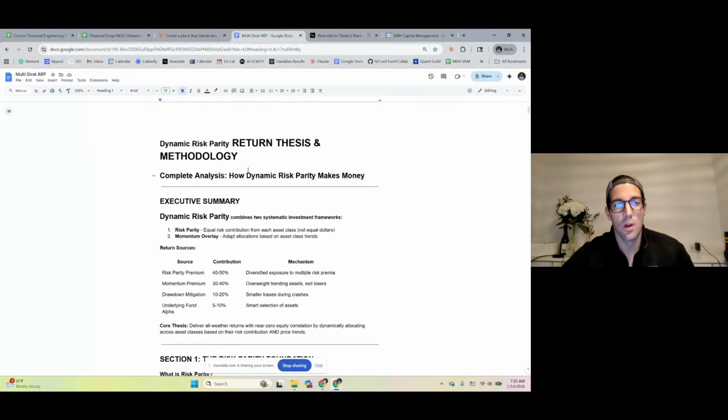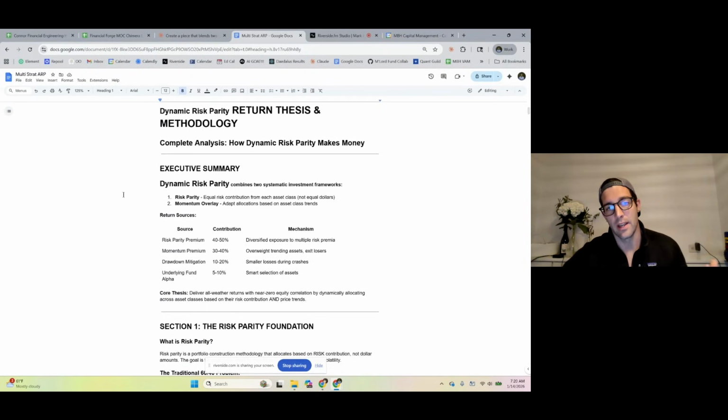Okay, so let's go over dynamic risk parity as a sleeve in a multi-strategy hedge fund and how this risk parity makes money. So essentially what you're combining is two things. Risk parity, which is equal risk contribution from asset classes. If gold is more volatile than the S&P, you'll allocate more to gold. Then there's a momentum overlay showing that asset classes that tend to move more in certain macro environments, we will boost those more than an equal risk parity approach.